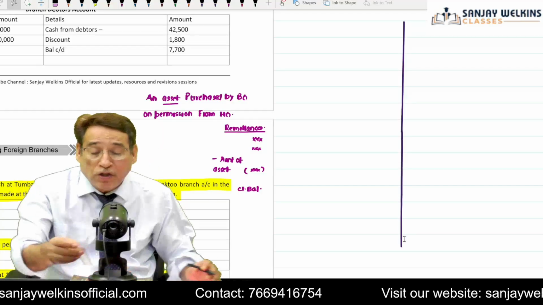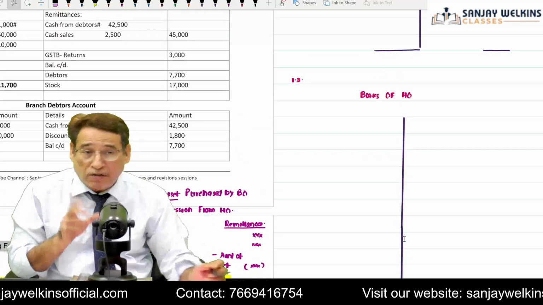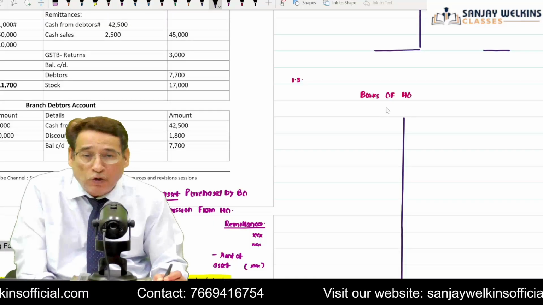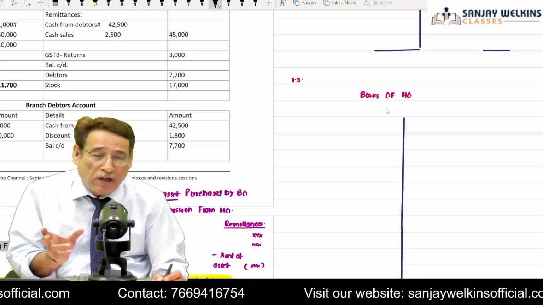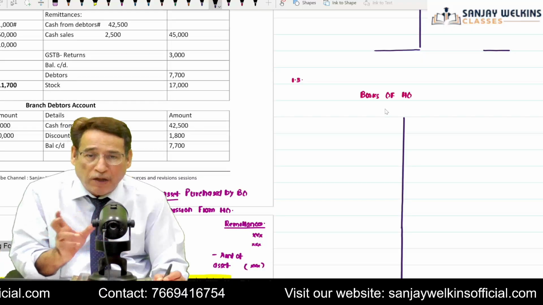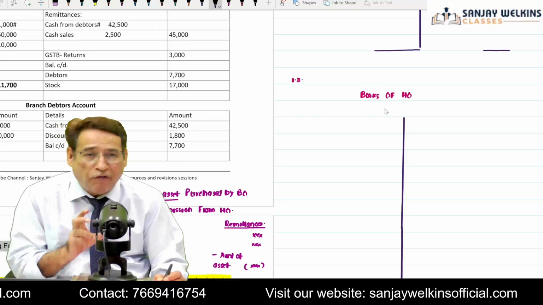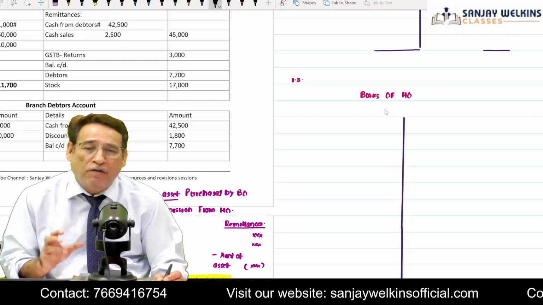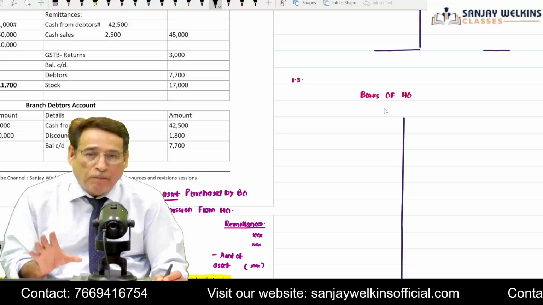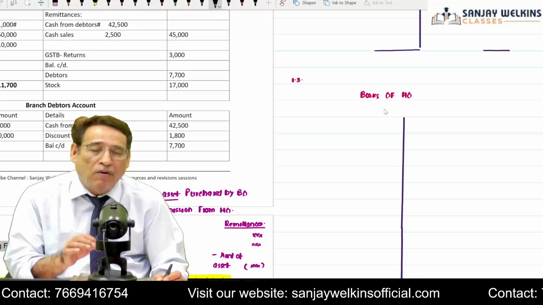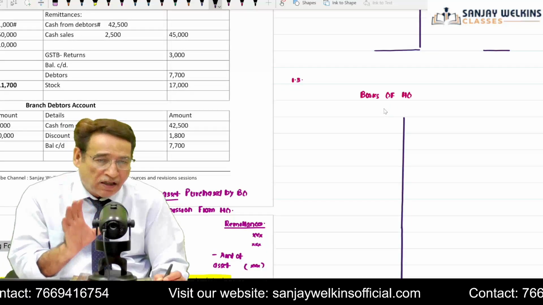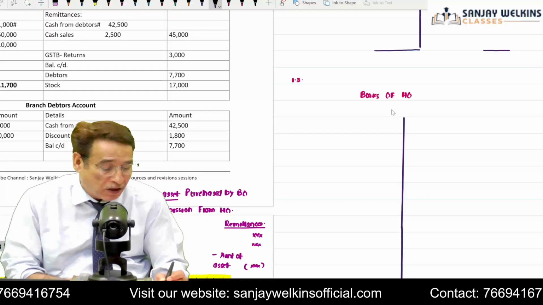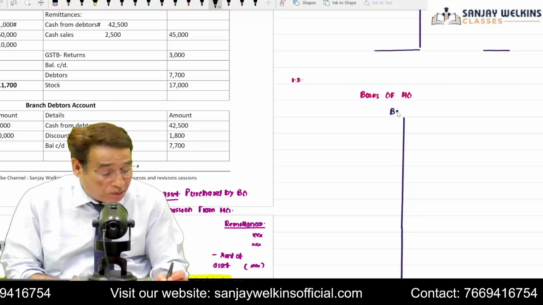Now, in this question, I am not going to prepare the branch debtors account. Some of you may wonder actually why. The reason being that in this particular question, neither the opening balance of debtors nor the closing balance of debtors is given. So, if ever in the question the opening balance of debtors or closing balance of debtors is not available, you always imply that this branch is not incurring any credit sales or any credit transaction. So you need not prepare the debtors account. So, branch account.